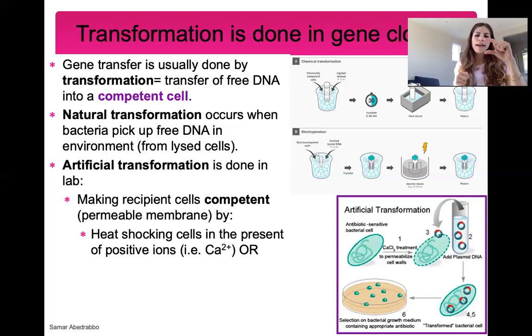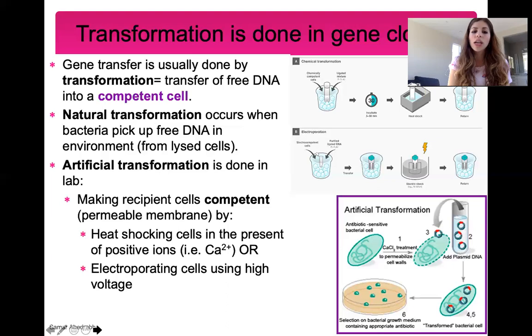So if you have bacterial cells in a tube and then I pipette or add DNA that I want them to take up, such as the insulin gene plasmid or another plasmid I want them to take up, I have to do something for them to be able to take up that new DNA or new plasmid. So you can heat shock the cells with chemicals that are positively charged. Another way you can make the cells competent is by electrocuting them. We say electroporation using high voltage.